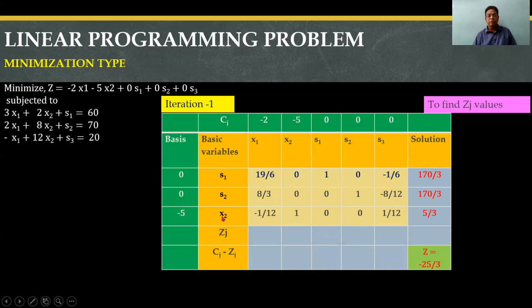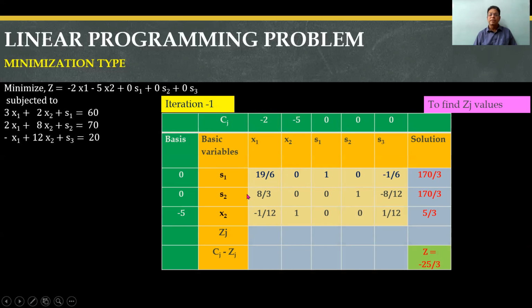Solution. Here we have x2, and what is the value of z now? Z is equal to minus 25 by 3. How did we get this value of z equal to minus 25 by 3? Because S1 is 170 by 3, but S1 is 0 here, so it is of no use. S2 is 170 by 3, but S2 is 0 here, so it is of no use. X2 is equal to 5 by 3. So if I put x2 equal to 5 by 3 here, I will get minus 25 by 3. So the value of z is minus 25 by 3. So we have completed our basic iteration.